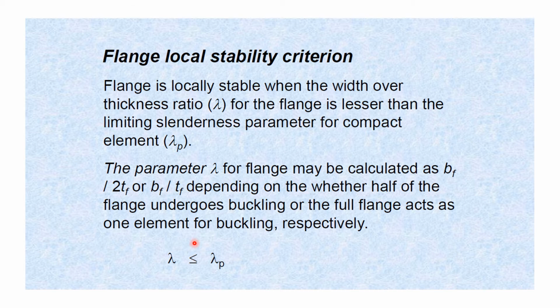The parameter lambda, the flange local buckling criterion or slenderness ratio of the flange, may be calculated as BF over 2TF, meaning the total width of the I section divided by 2 times TF because the flange is present on both sides, or BF of half flange from the top divided by TF, depending upon whether half of the flange undergoes buckling or the full flange acts as one element for buckling, respectively. Here is the criterion: our flange width to thickness ratio lambda should be less than or equal to lambda p.